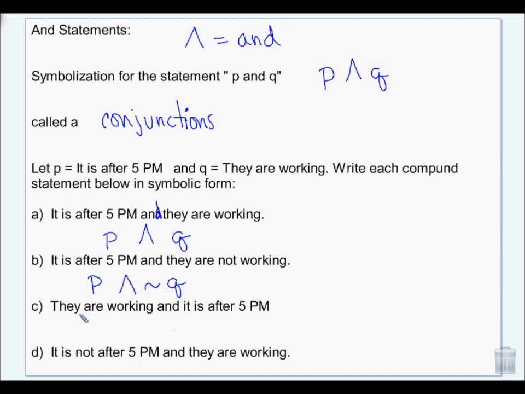Okay, they are working. That's Q. And it's after 5 p.m. That's P. Or it is not after 5 p.m. That's not P. And they are working. That's Q. So anytime you have a not, you just put the tilde in front of it. Like these two. And here we switched orders, so then Q came first.